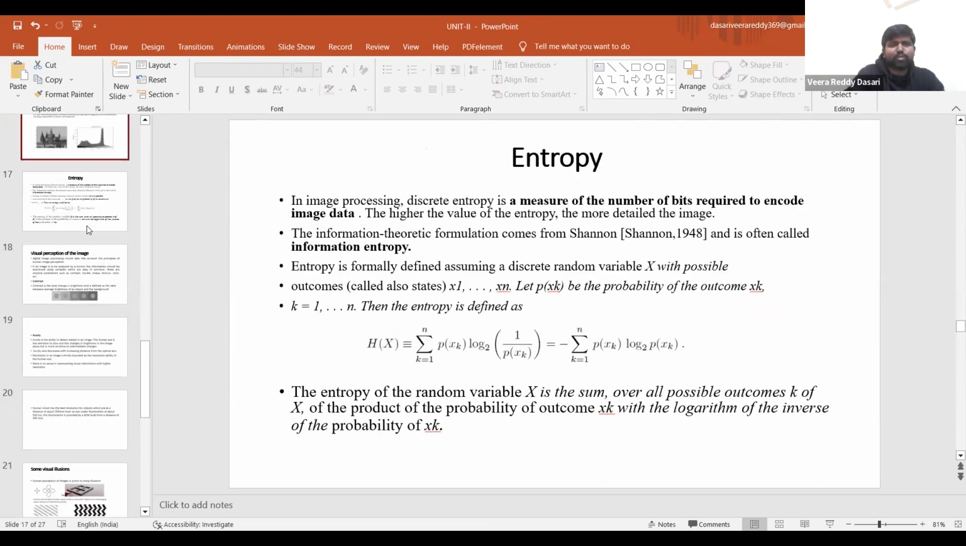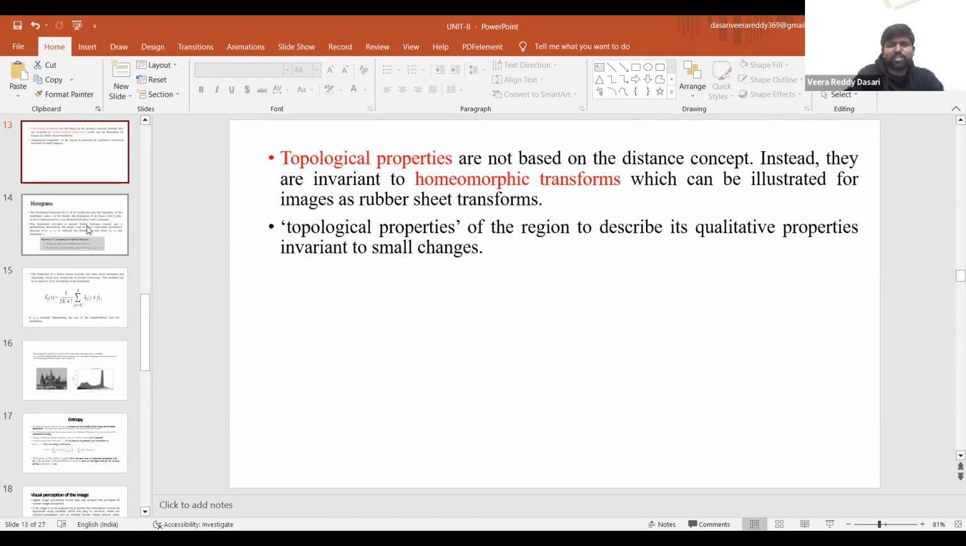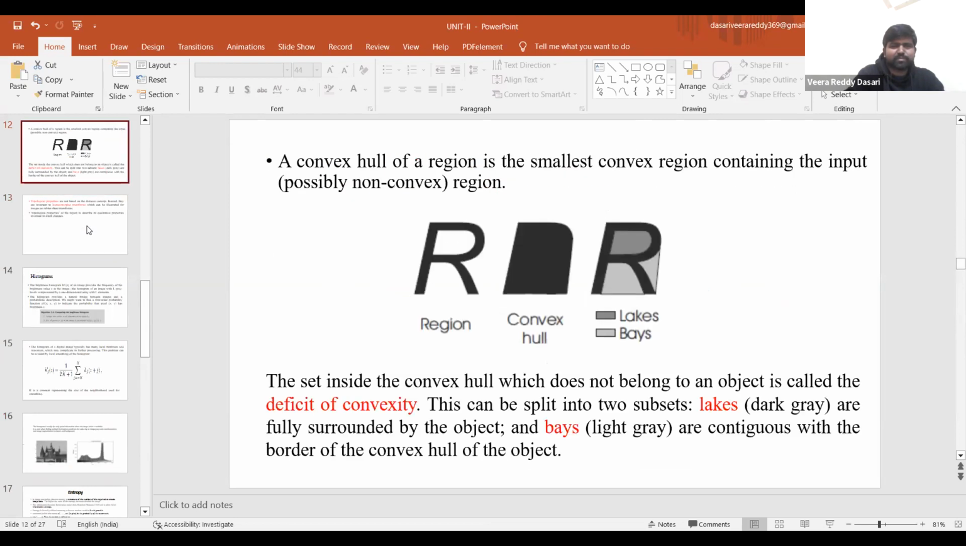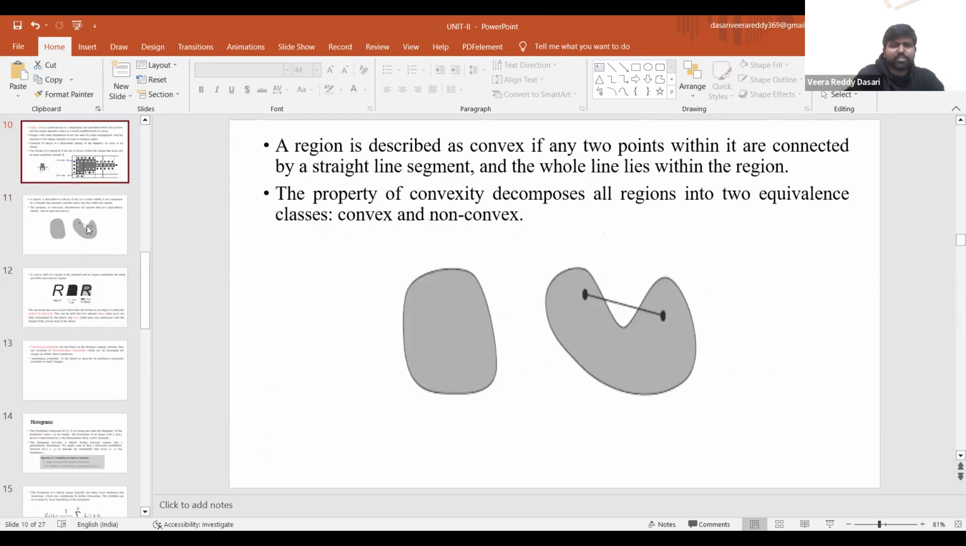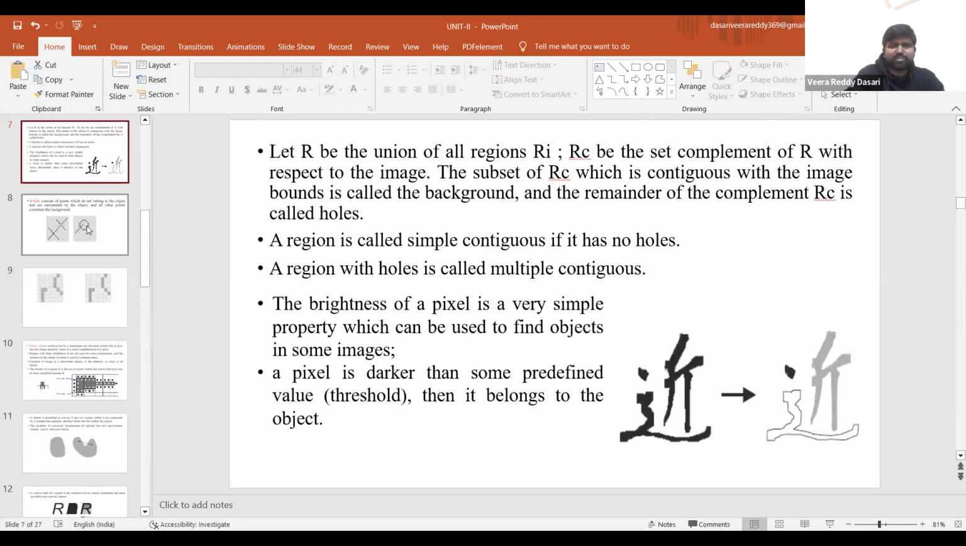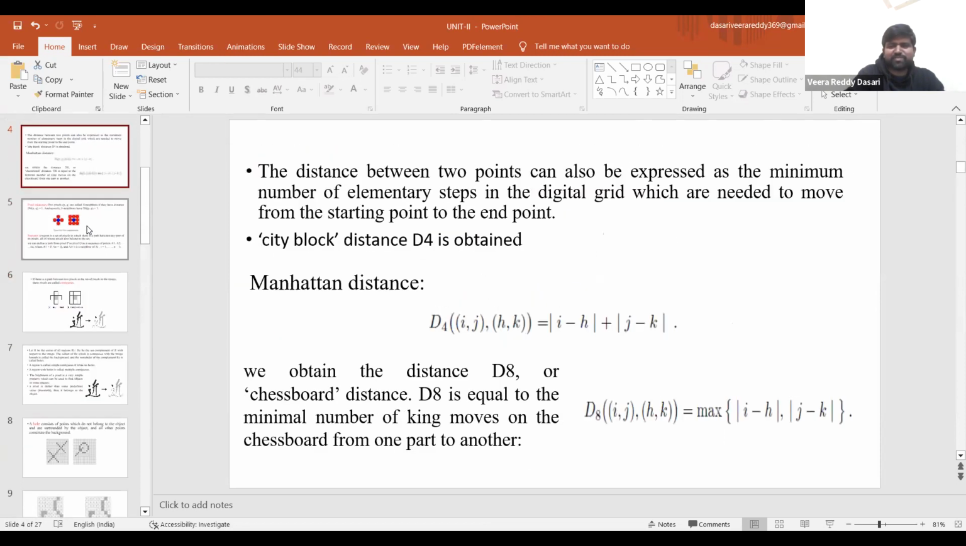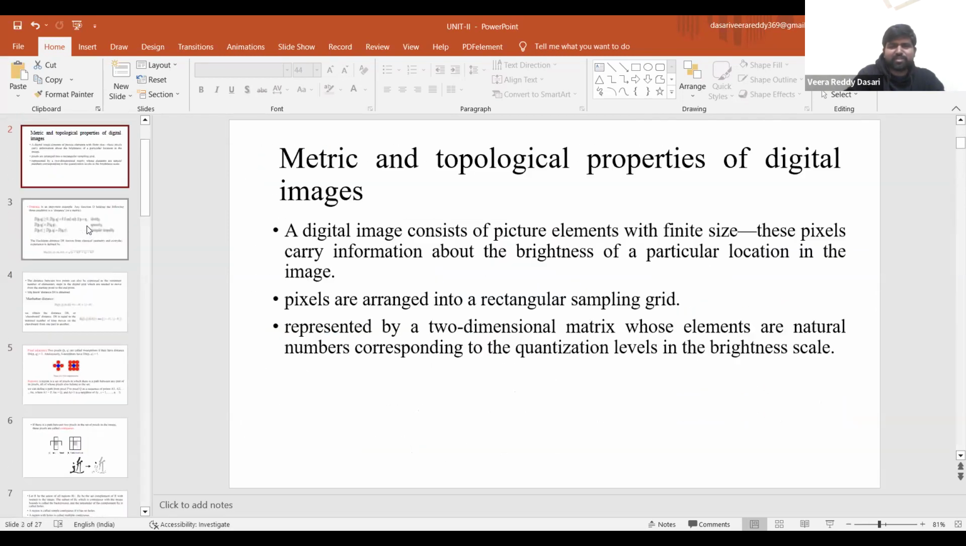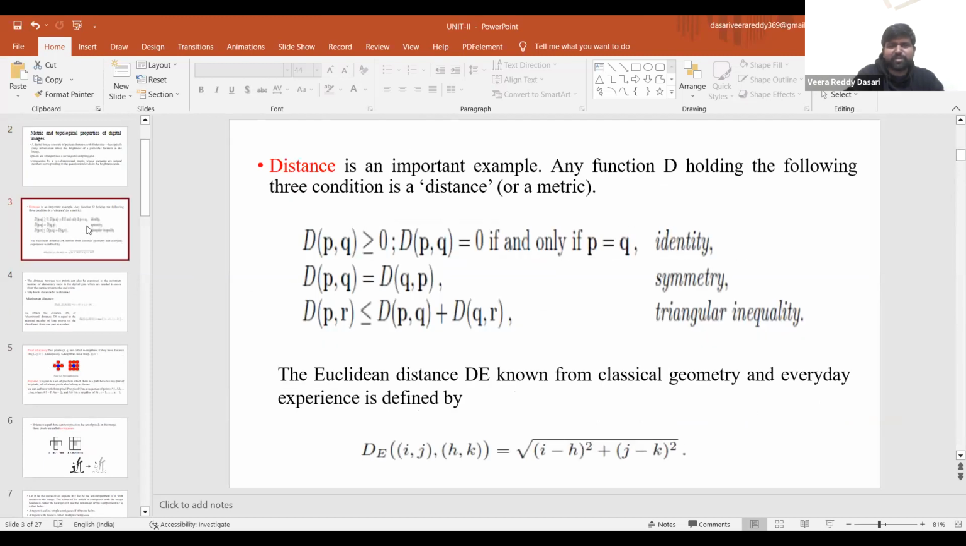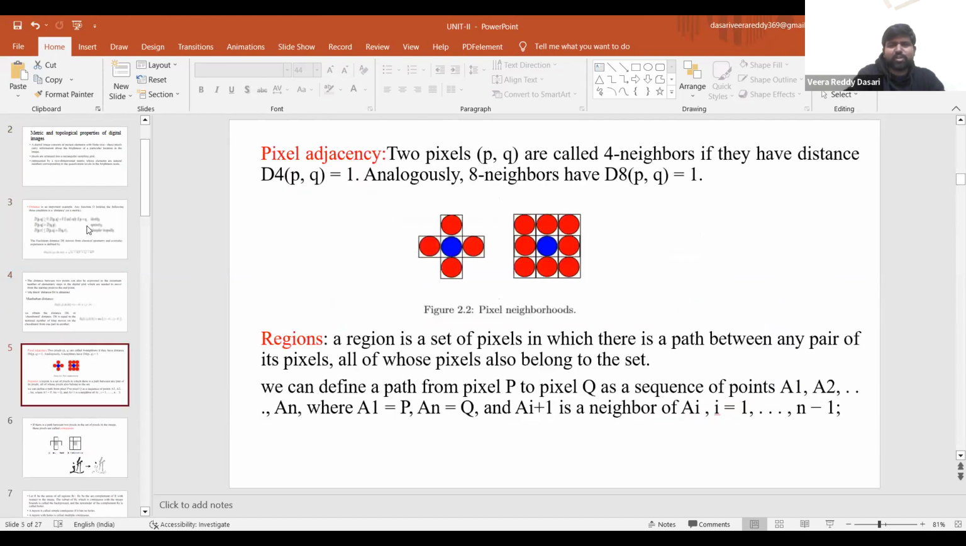One question I am giving you to prepare on your own is topological properties of digital images. Distance metrics and distance measures I explained. Topological properties you have to prepare on your own.